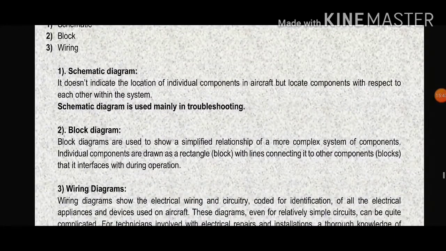And block diagram. Block diagrams are used to show the simplified relationship of a more complex system of components. Individual components are drawn as rectangular blocks with lines connecting them to other component blocks that interface during operation. Means a block diagram simplifies a complex system and shows the relationship between components with rectangle blocks and lines.